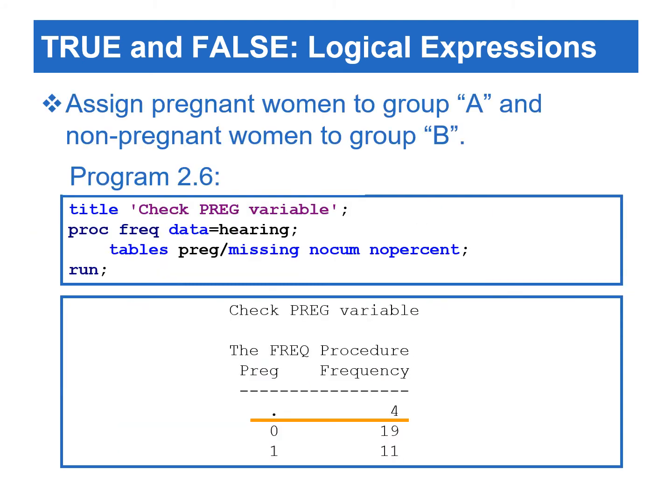In the hearing dataset, the variable preg is coded with 1 for indicating being pregnant and 0 for not being pregnant. Suppose that we would like to assign pregnant women to group A and non-pregnant women to group B. Again, we need to evaluate the preg variable first. Since there are 2 levels for the preg variable, it is better to use proc freq to check this variable. Based on the result, there are 4 people that have missing values for this variable.